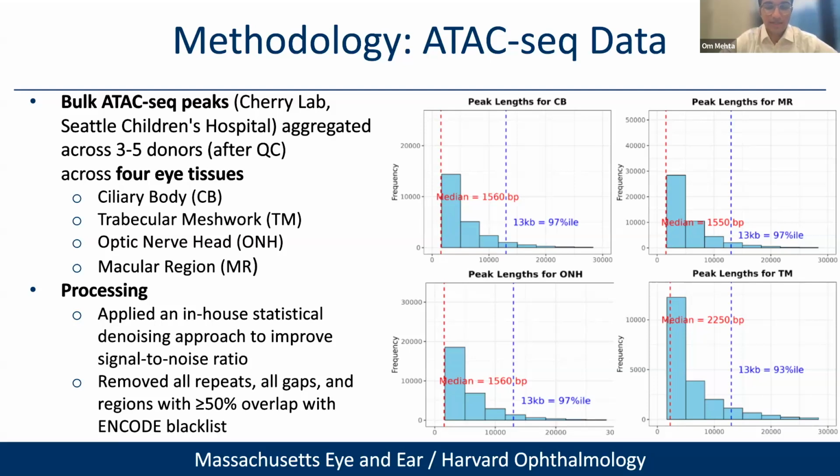Our data was provided by the Cherry Lab at Seattle Children's and was carefully quality controlled. We also applied a custom in-house denoising pipeline to enhance the signal-to-noise ratio for our peaks, along with removing problematic regions such as repeats and gaps, which gives us a clean dataset for model training. On the right, we can see a distribution of peak lengths from within the denoised ATAC-seq peaks. Ciliary body, macula, and optic nerve head have a median peak length of around 1550 base pairs, whereas trabecular meshwork has a higher median peak length of about 2250 base pairs.